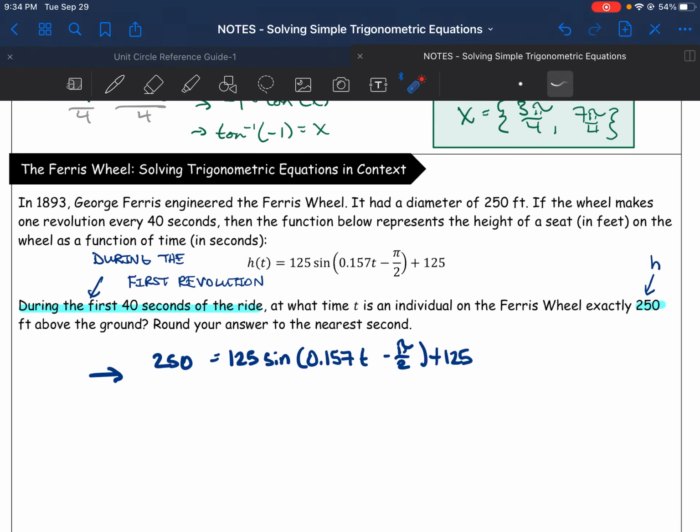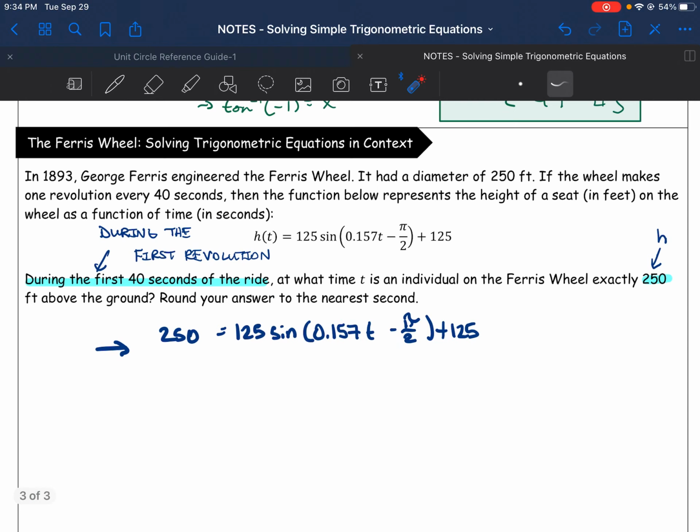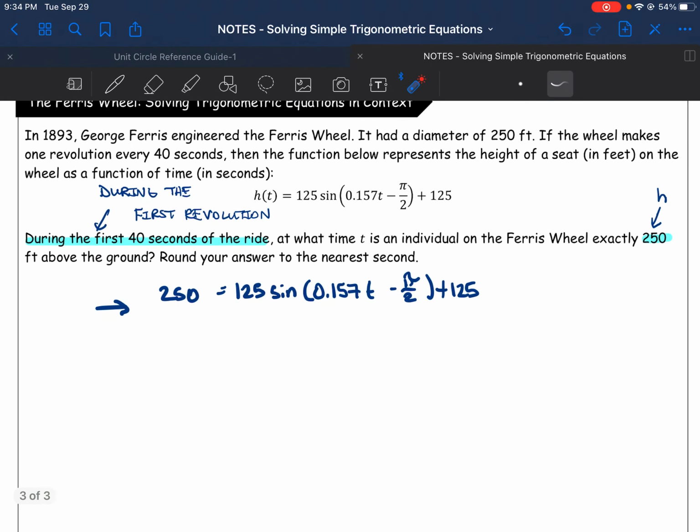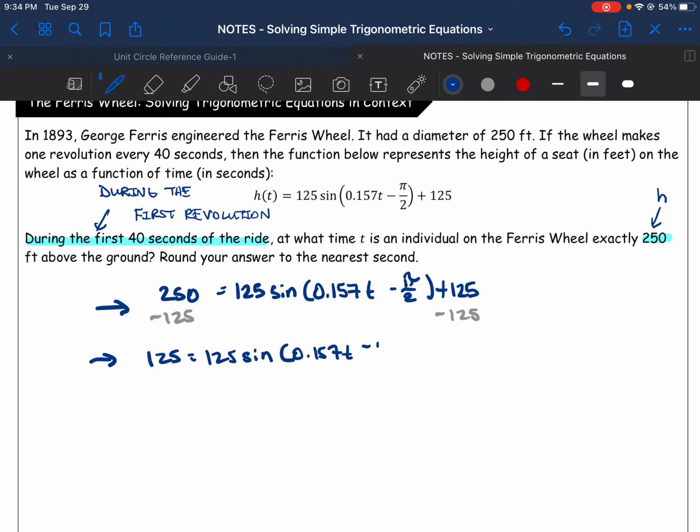So I went ahead and set it up. 250 equals 125 times sine of 0.157t minus pi over 2, plus 125. And this looks pretty messy, but if we handle it piece by piece, it actually turns out to be pretty easy to solve. So let's go and see what would end up happening here. First thing I want to do is subtract 125 from both sides. This is going to give me 125 equals 125 sine of 0.157t minus pi over 2.